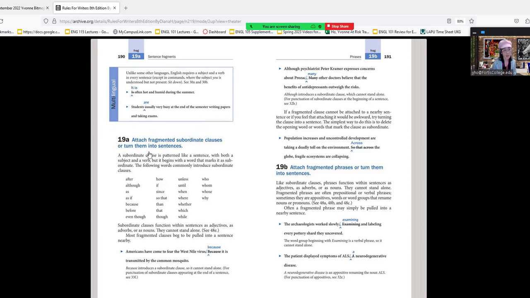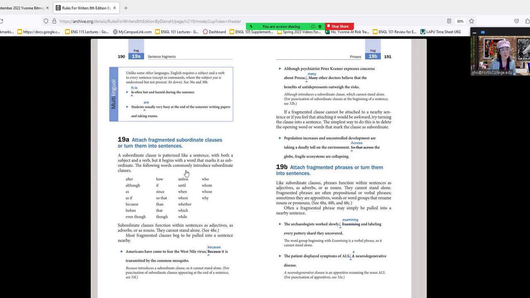And so here, whenever you have any of these words, okay, these are all subordinating conjunctions. And if you have any of those words that start a sentence, then automatically that sentence becomes a dependent clause, and it becomes a sentence fragment, and it cannot stand alone. And therefore it needs another independent clause in order to complete the sentence. So a subordinate clause is patterned like a sentence with both a subject and a verb, but it begins with a word that marks it as subordinate.